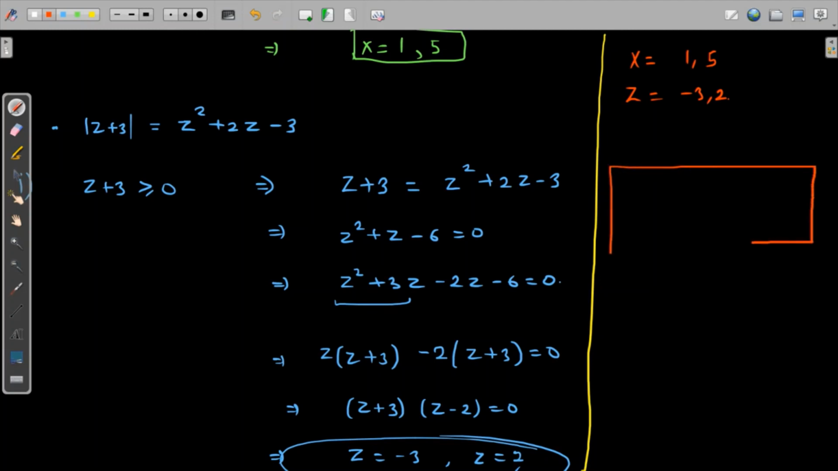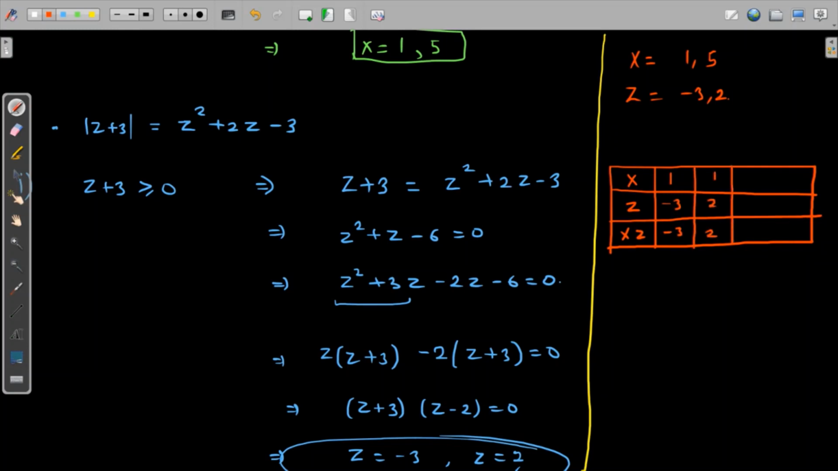So let's say this is the table, and here we have x, here we have z, and here we have the product of x and z. Now, if x is 1 and z is -3, the product is -3. If x is 1, z is 2, then the product is 2. If x is now 5, z is -3, the product is -15. And if x is still 5, z is 2, then the product is 10.